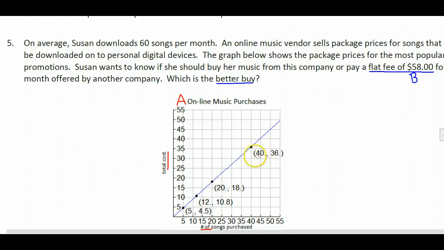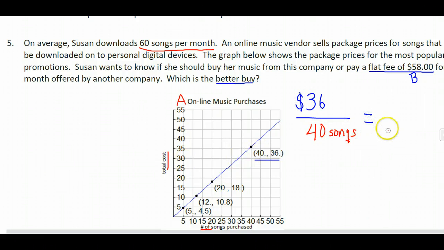So the x value is 40 on the x-axis. That's number of songs. So 40 songs. Notice I put songs on the bottom because I want to find out the cost for one song, since I'm going to find out how much Susan would pay for 60 songs. So the x value is 40 songs, and she would pay $36. The y value is 36, and since y is cost, she would pay $36 for 40 songs. So if she pays $36 for 40 songs, how much does she pay for one song?